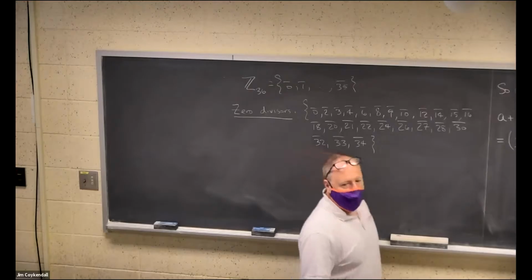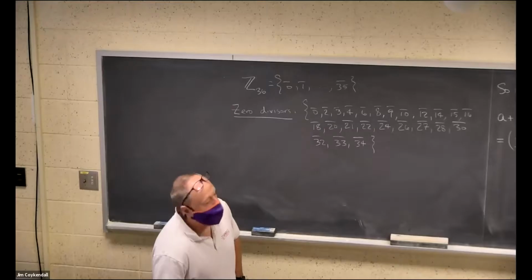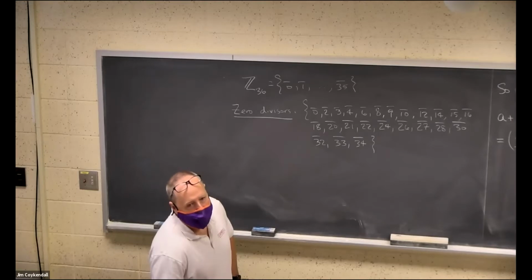These are the 0 divisors. Can anybody pinpoint what this list of numbers has in common? What relationship do these numbers have? Is it that the GCD of those numbers and 36 doesn't equal 1? That's exactly right. These are the numbers that share a non-trivial divisor with 36, right?